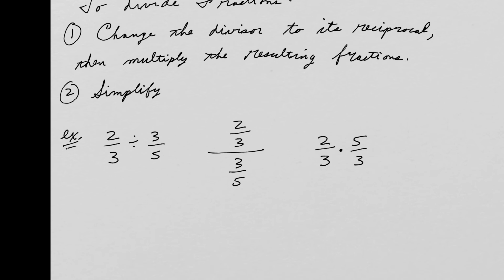Now, can we simplify first here? No, it doesn't look like it, right? 3 doesn't go into any of the numbers in the numerator. So I just multiply across, right? So 2 times 5 is 10. 3 times 3 is 9. So this is going to be equal to 10/9. Or if you want to write that as a mixed number, it's going to be 1 and 1/9.